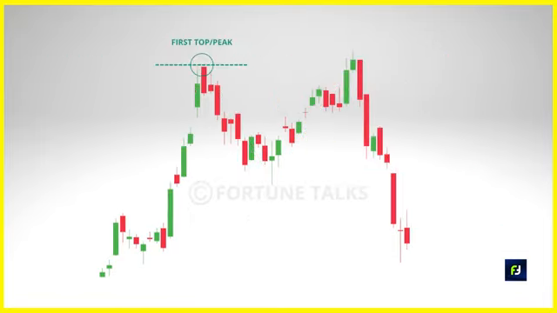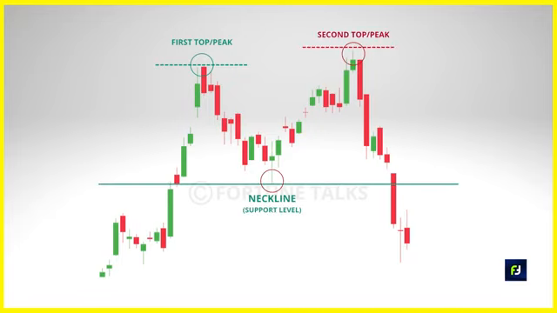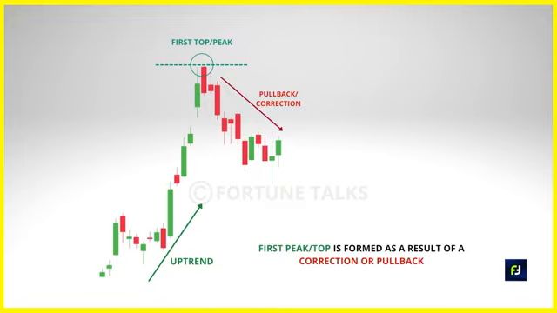The first peak or the first price rejection, the second peak or the second price rejection, and the swing low that forms a neckline or an area of support. Now, what does the double top chart pattern really mean? The first peak is formed as a result of the market doing a pullback. At this point, you can't tell for sure if it will be a reversal, as pullbacks are very common in trending markets from time to time.